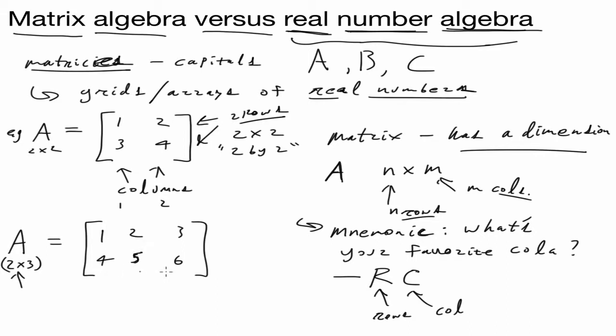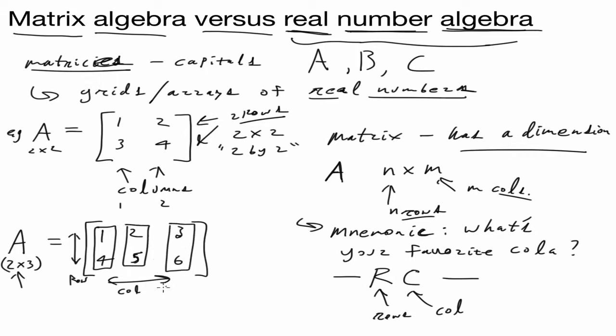Okay, so of course another thing. So what's your favorite cola? RC. Well, RC is hardly anyone's favorite cola, so that's what makes it a bit funny. But that's a good way to remember. Row column. It's always row column. So again, row is this way, and then columns are all along here. So here would be column 1. There would be column 2. And this would be column 3 right there. So that helps you understand and organize the structure of a matrix.